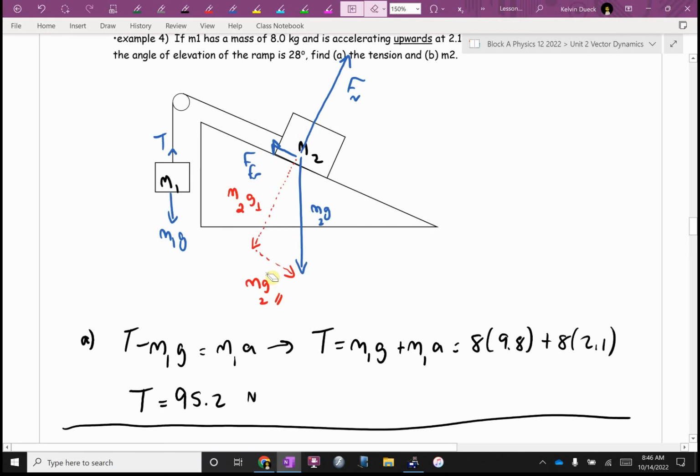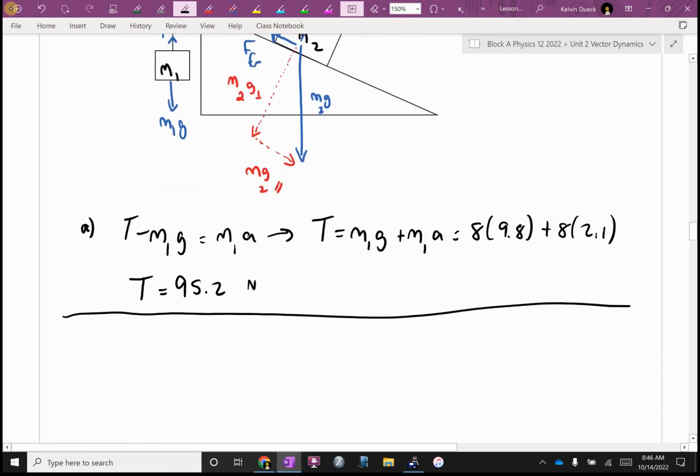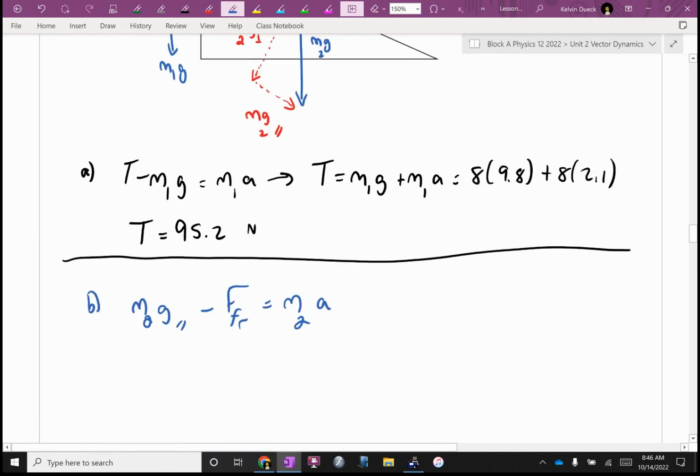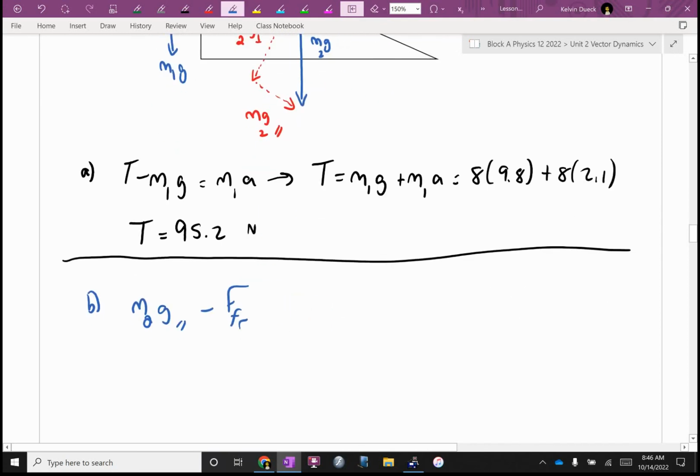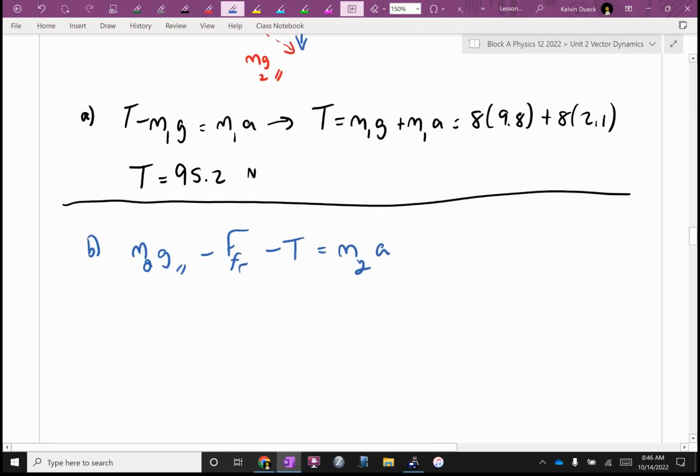Okay, I'm looking at this. Folks, who's winning here? M2G parallel. Who's losing? Up the ramp. And that's going to be M2A. That's the equation just for that mass. So let's write that. It's going to be M2G parallel minus friction equals M2A. I forgot to put tension on here. Read, thank you. Minus tension equals M2A. That's a good thing because I was doing the math in my head and going, wait a minute, all the M2s are canceling.